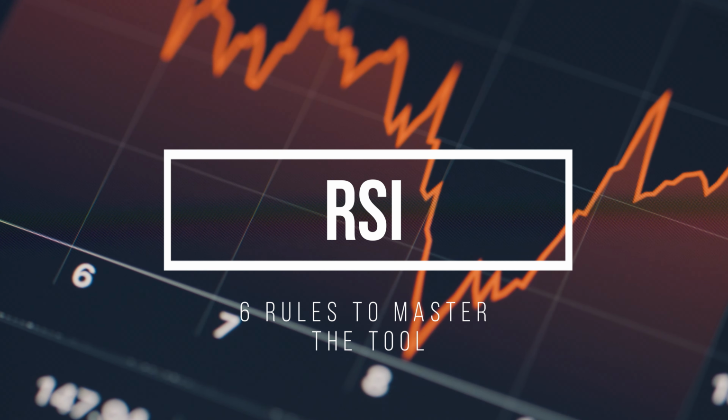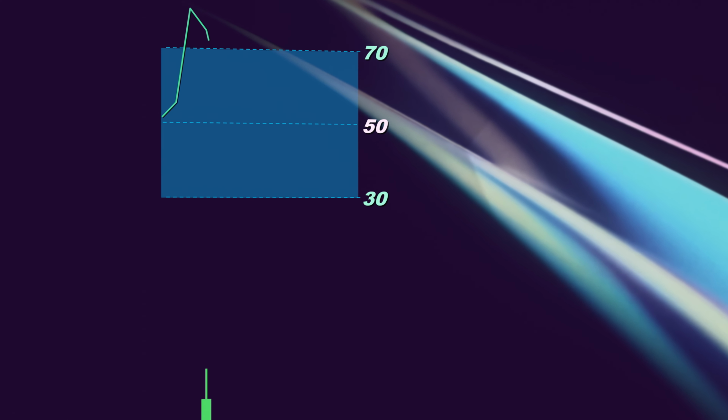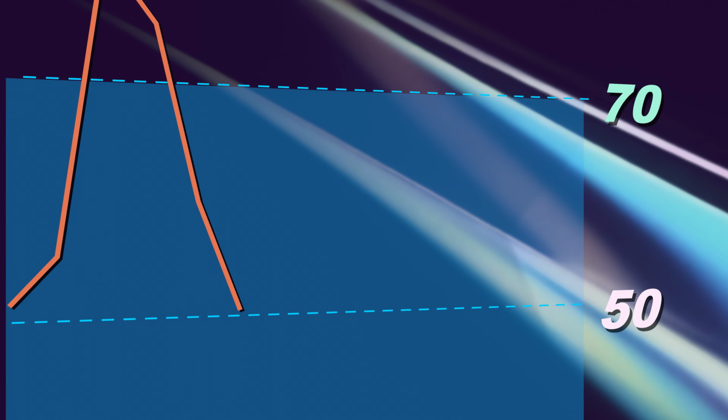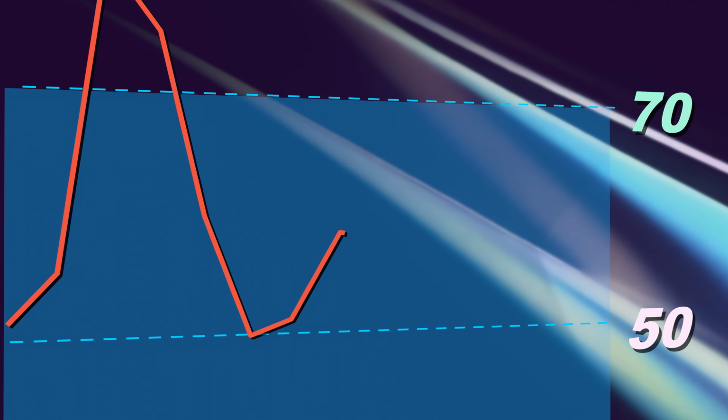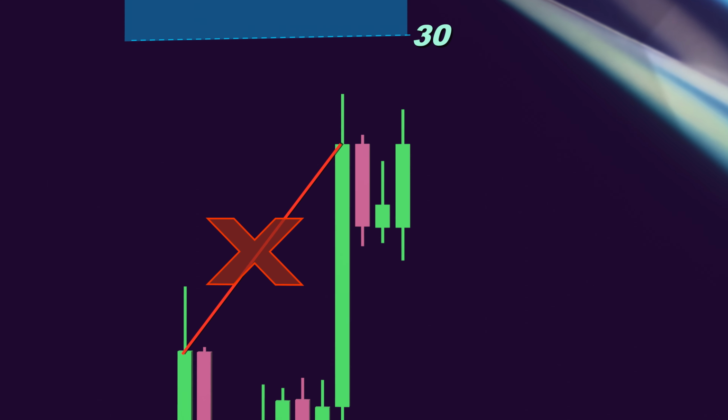If you struggle with this concept, flick over to a line chart and it may help you see things clearer as it removes the wicks. Rule number 2, resets. Resets are when price travels too close to the 50 level and in doing so resets the RSI. What this means is that the divergence is now invalidated and you should no longer try and draw it out or use it to form the basis of a trade.